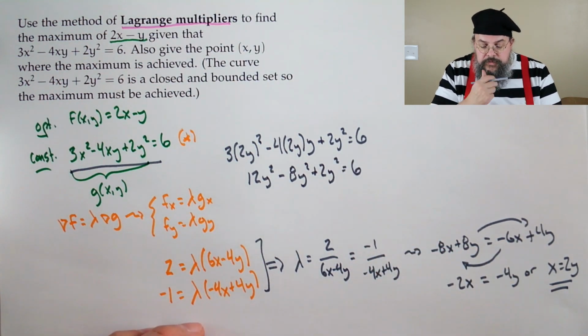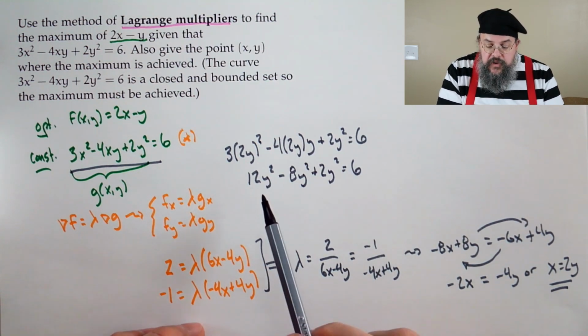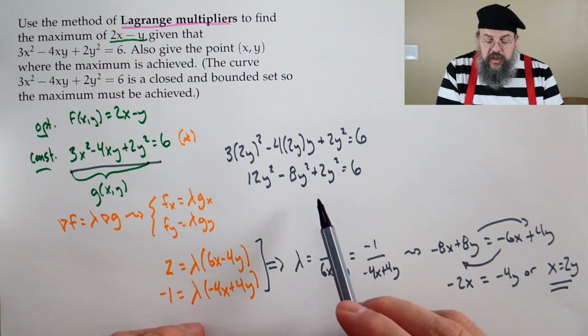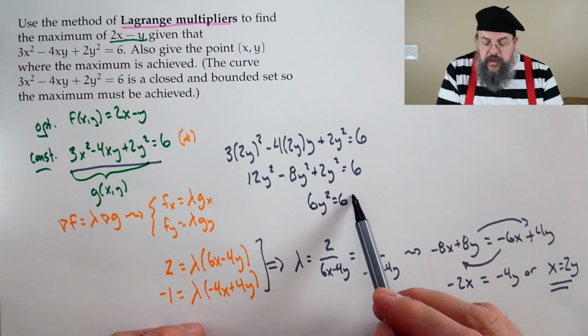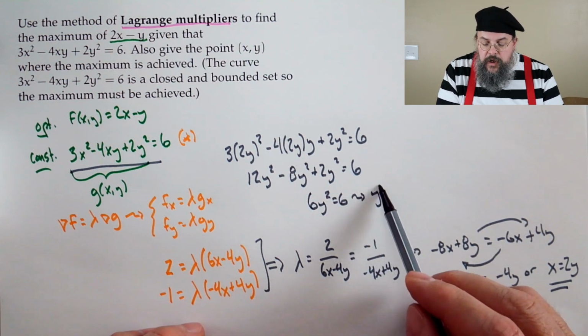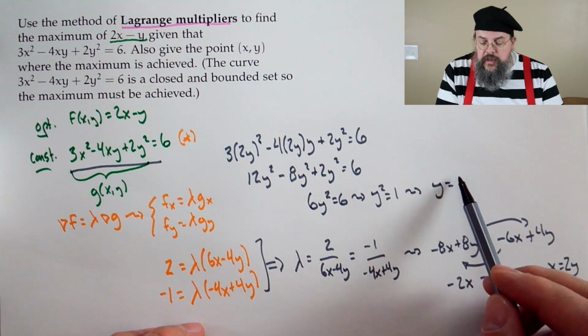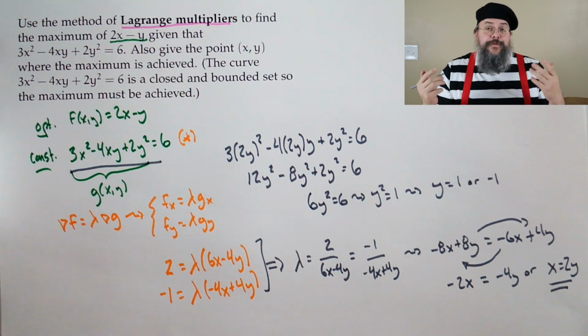All right, well, that's something, right? Because if you take 12 minus 8 is 4, add 2, you get 6. So 6y squared equals 6. Okay, that says y squared equals 1, and that's fantastic. That tells us that y is 1 or negative 1, which means we have 2 possibilities.